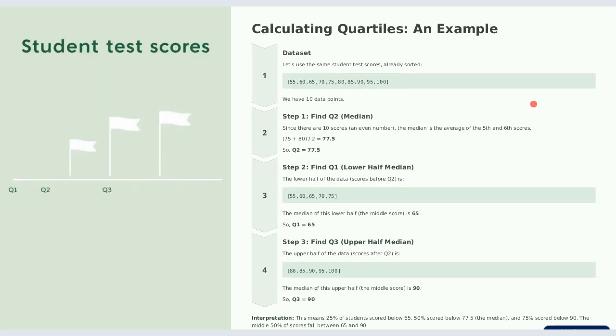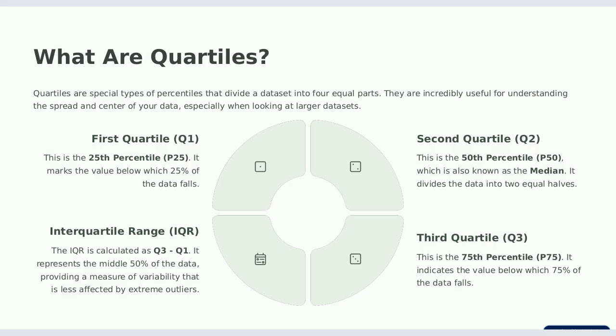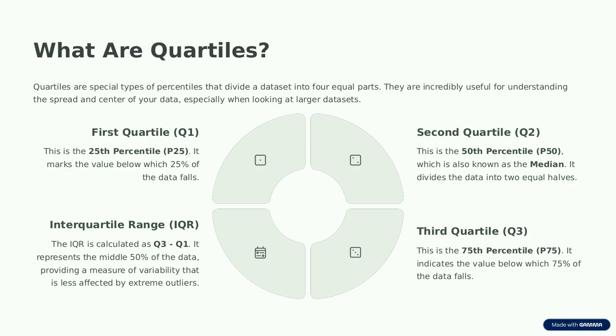All right, so everyone pay attention to this. We have this data set. We have 10 data points. So let's find Q2, and let me say that Q2 is the median. I think I didn't mention it in this slide. Look at this, the second quartile, that's P50, is also known as the median. So take note of that. It divides the data into two equal halves. It's the middle number that divides the data set into two equal halves.